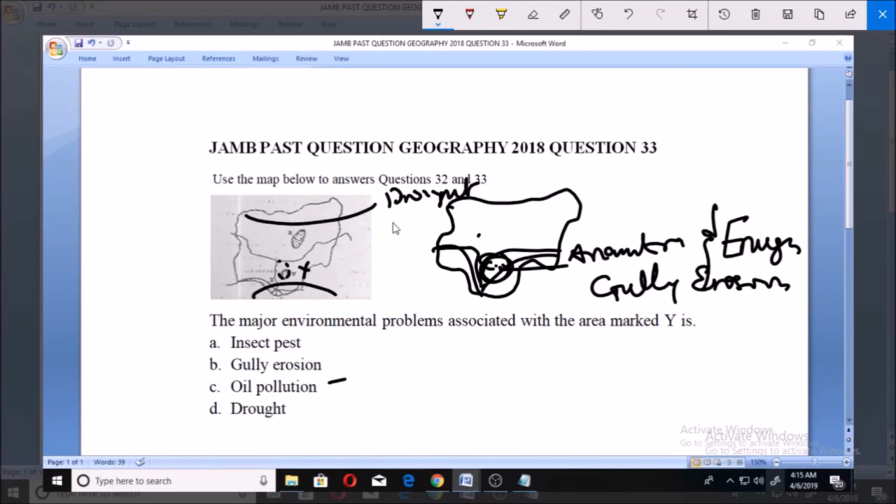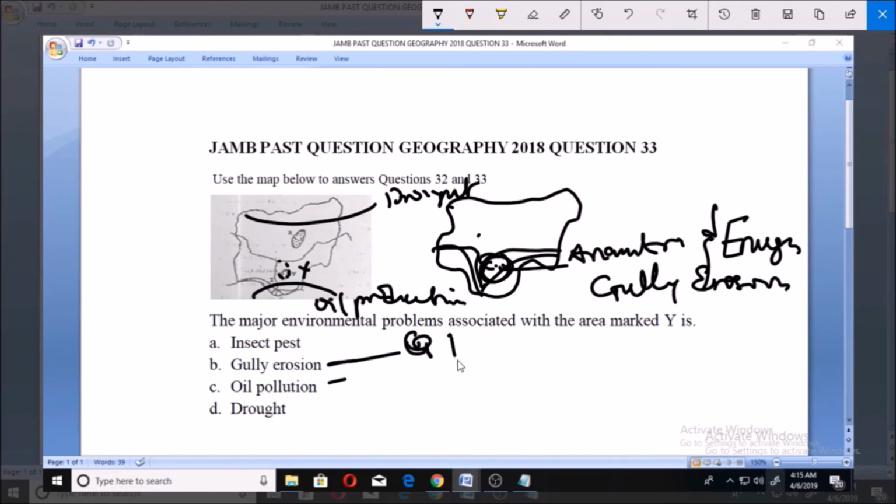North is drought. Down south is oil production in the River State area. You understand? So this area marked Y is Anambra and Enugu, which is normally gully erosion. Now, Enugu is famous for coal, as we all know. However, the method of coal mining leaves the area susceptible to gully erosion. What is this gully erosion?